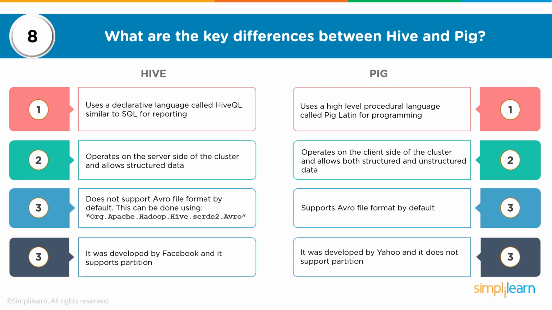Both of them, remember, use the MapReduce processing framework. So when we run a query in Hive to process the data, or when we create and submit a Pig script, both of them trigger a MapReduce job unless we have set them to local mode. Hive operates on the server side of the cluster and basically works on structured data or data which can be structurized. Pig usually operates on the client side of the cluster and allows structured, unstructured, or even semi-structured data.